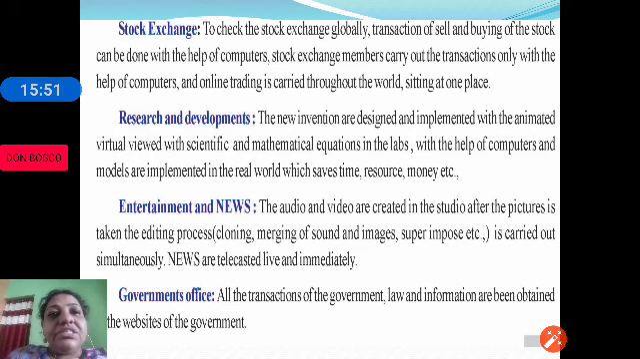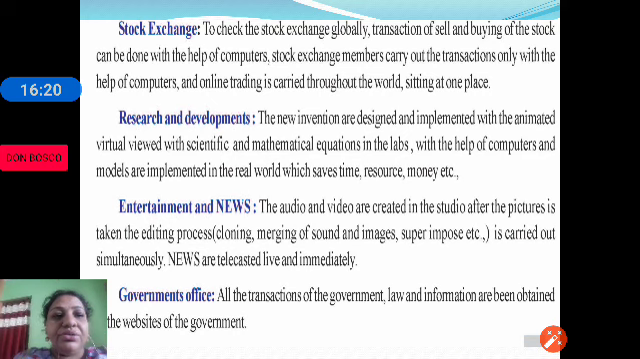Then comes research and development. The new inventions are designed and implemented with the animated and virtual views, with scientific and mathematical equations in the lab. So, with the help of computers and models, they are implemented using computers so that it saves a lot of time and resources.